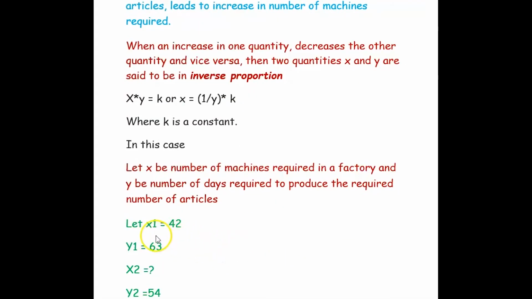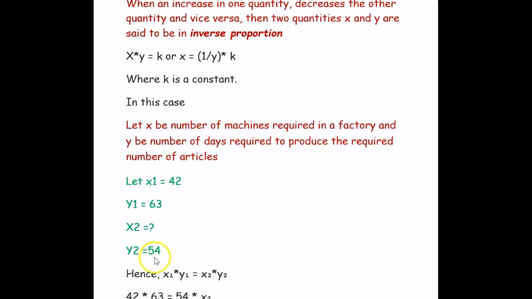So from the given, let's take X1 as 42 machines and Y1, that is the number of days required, as 63 days. So if 42 machines are working, then it takes 63 days. Now next, what is given? 54 days is given. So Y2, the corresponding Y2, is 54 days, and X2, the number of machines, we want to find out. So now we know it's an inverse proportion.